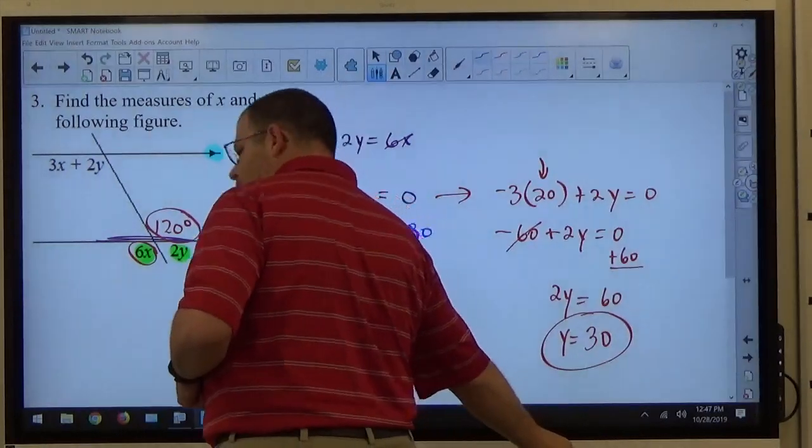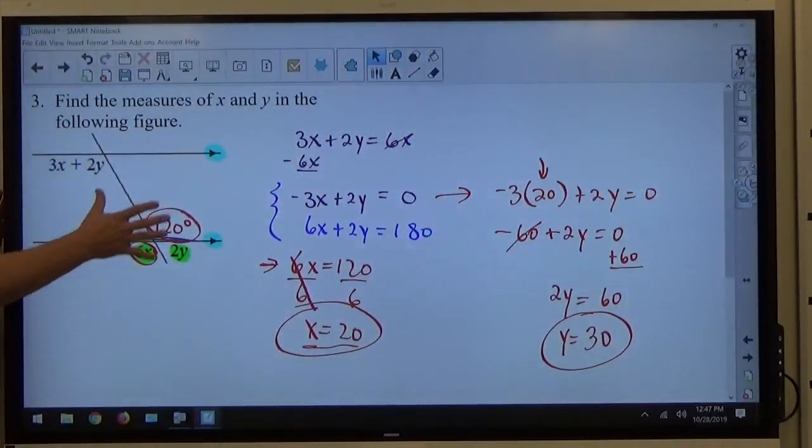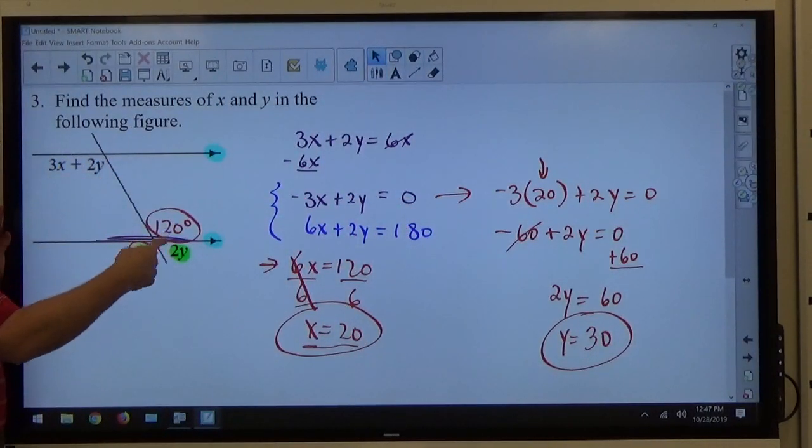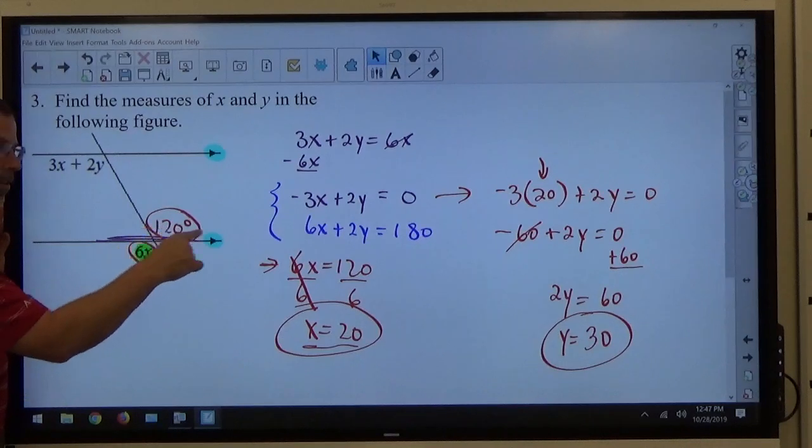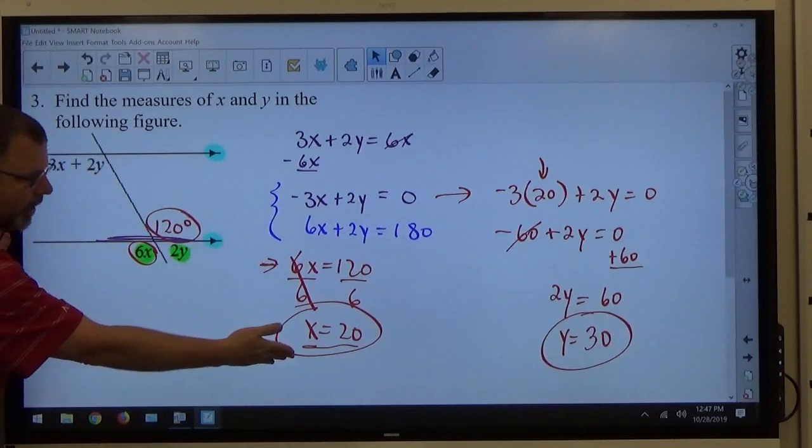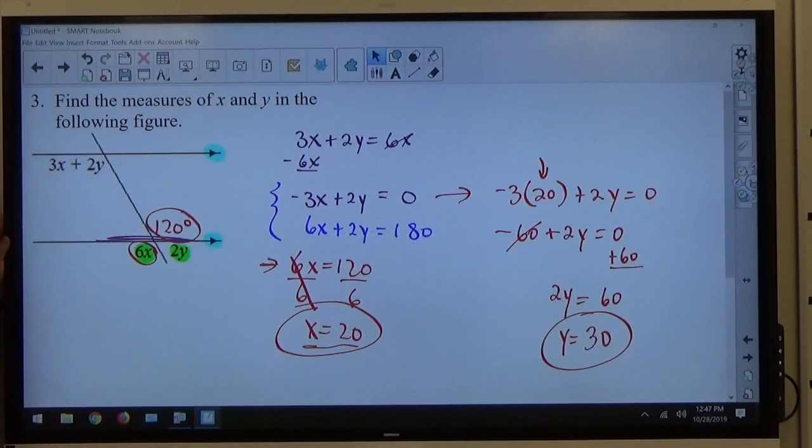So know on the test it's going to be pretty much like this, where you're going to get another angle that you can compare to one of these two things if it's like that. But you'll be able to get a single letter equals a single number. You can solve that simply to get an answer and do a quick substitution in one of the other equations to get the other answer.